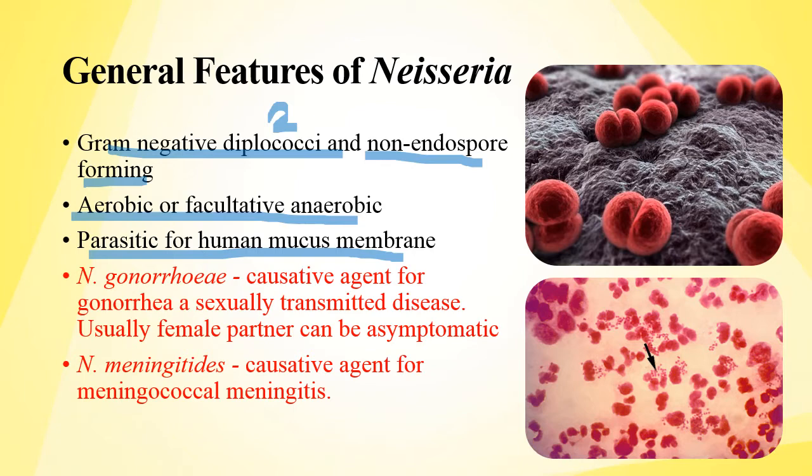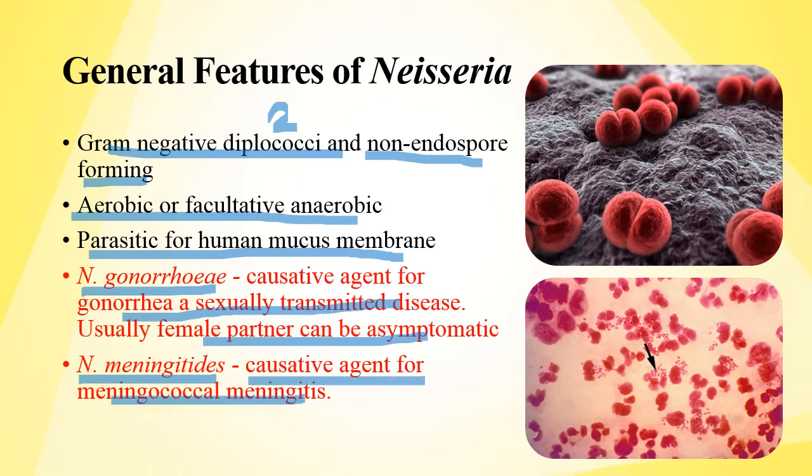One of the important members of the Neisseria genus is Neisseria gonorrhoeae, which is the causative agent for gonorrhea, a sexually transmitted disease. Usually the transmission is rampant because the female partner can be asymptomatic. Another member of this genus is Neisseria meningitidis, which is a causative agent of meningococcal meningitis.